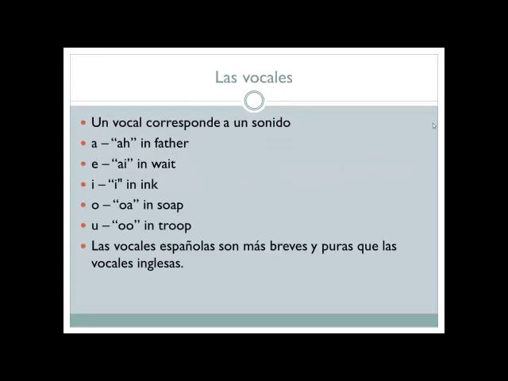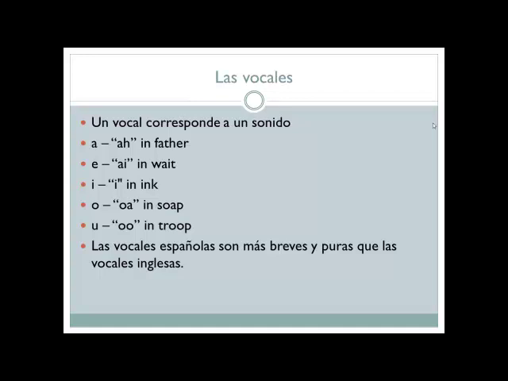Las vocales, the vowels. Un vocal corresponde a un sonido, to one sound. This contrasts to English where we have multiple sounds for a single vowel, such as A can say a, a, a. In Spanish, each of those only has one sound. So a dice a, similar to the a in the English word father.